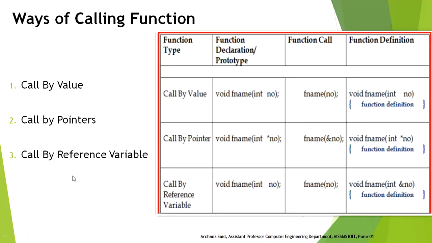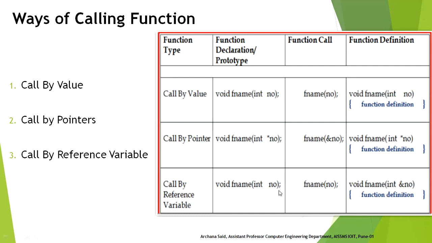Now we'll proceed to the different ways of calling the function if the function contains a list of arguments or an argument. These are the ways: call by value, call by pointer, and call by reference variable. This table summarizes the function declaration based on these types, the function call, and the respective function definition.